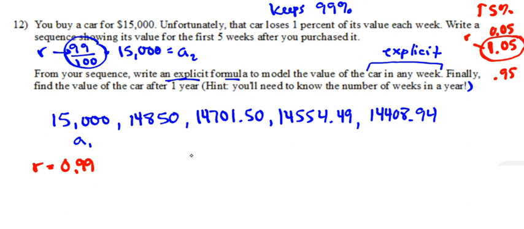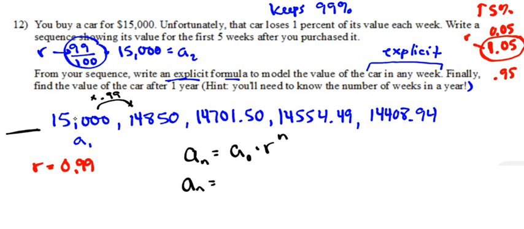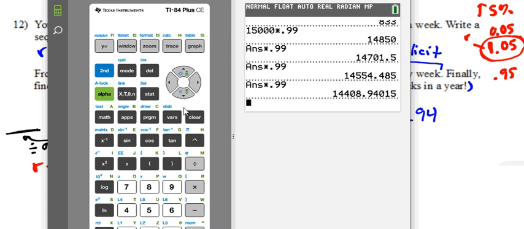Okay, we know the ratio. What is the explicit formula? Just the general form of it. It would be a 0th term times the ratio to the nth power. That's one way to do it. And so for this sequence, we want to know what would have come before that 15,000. If we're multiplying by 0.99, but we want to go backwards, we have to do the opposite, which is to divide by 0.99.